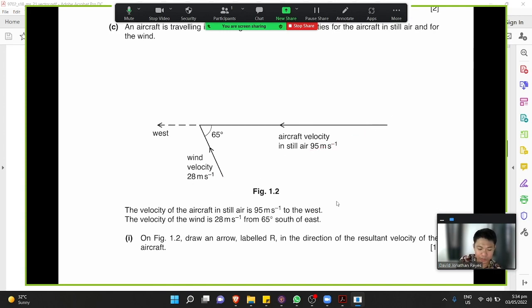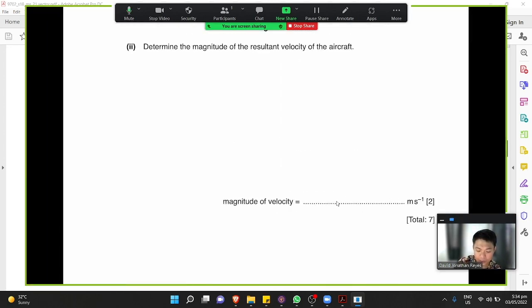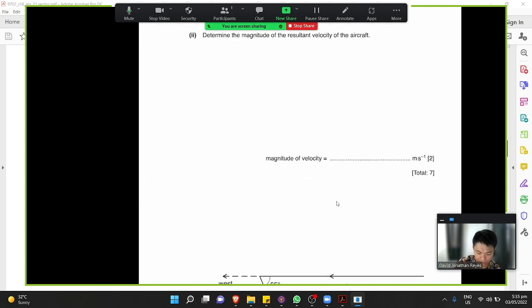So in order for us to correctly draw the direction, you need to extend this line here, okay? And most likely, this will now be your resultant. Okay, now, as we go on to the next question, it says here, determine the magnitude of the resultant velocity.